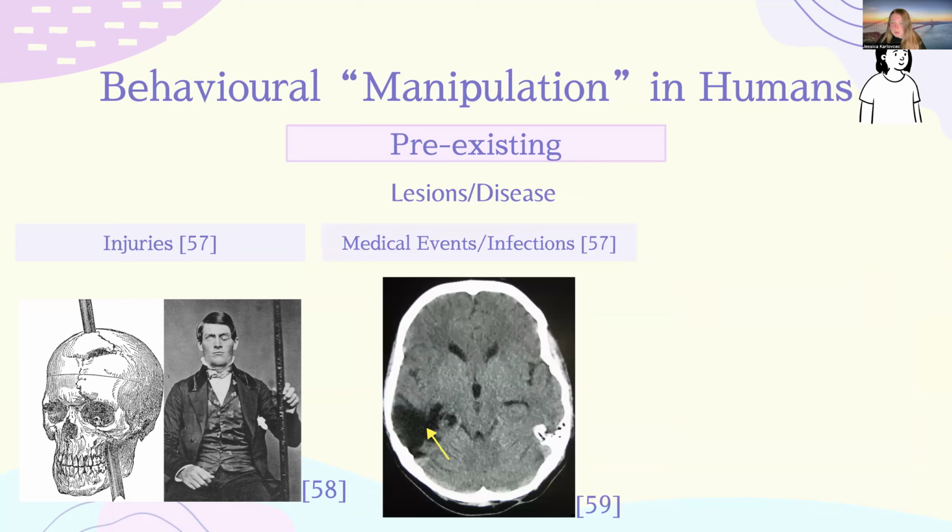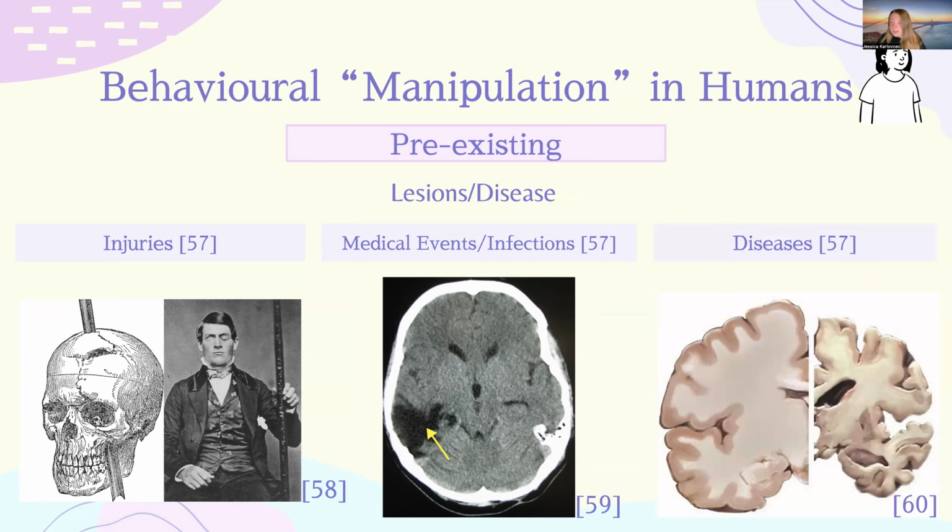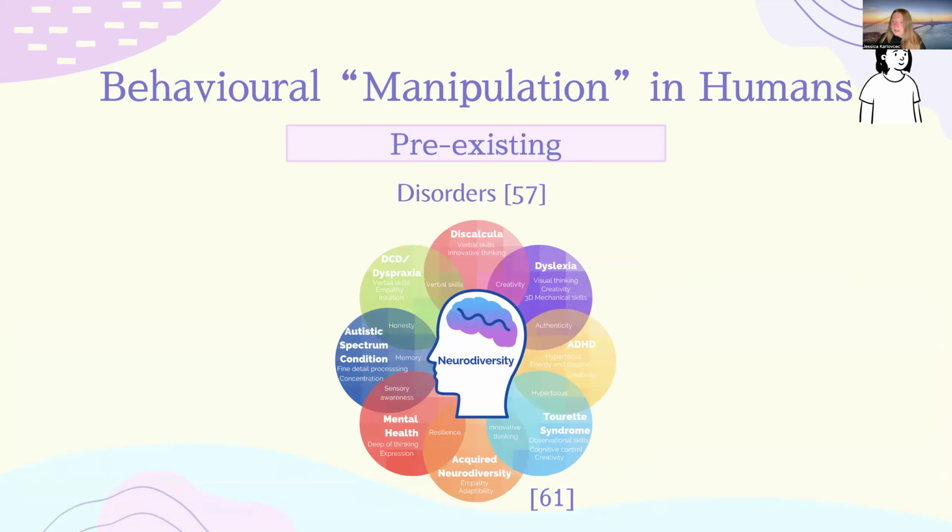We can also study people who have experienced medical events such as strokes or infections that infect the brain, like rabies. And finally, individuals with neurodegenerative disorders such as Alzheimer's disease provide important insights into how disease can affect behavior. And finally, here we can study how people with certain brain-related conditions may show behavioral patterns that differ from those without the condition. Examples include conditions such as dyslexia, ADHD, and autism.